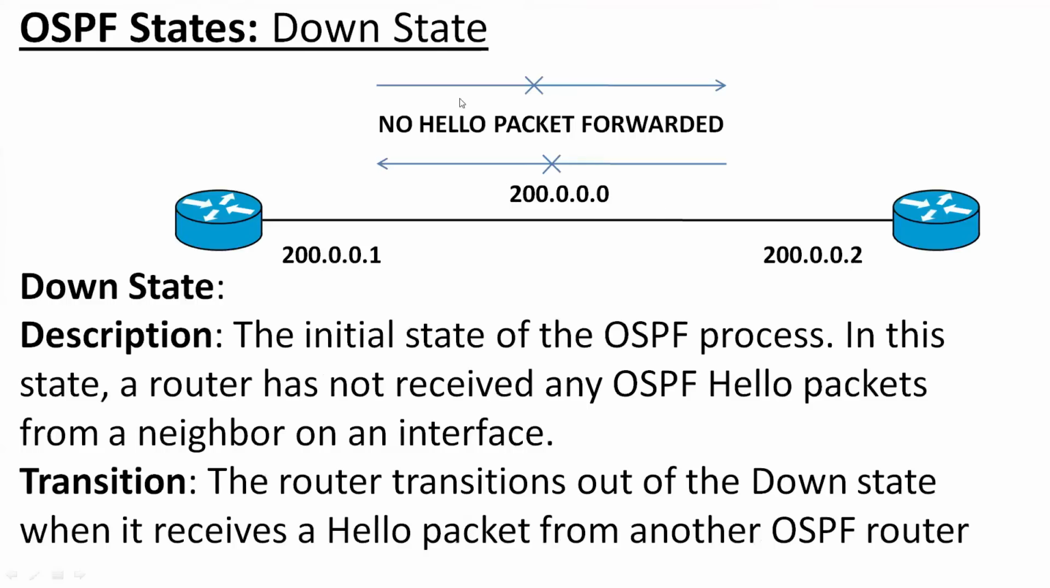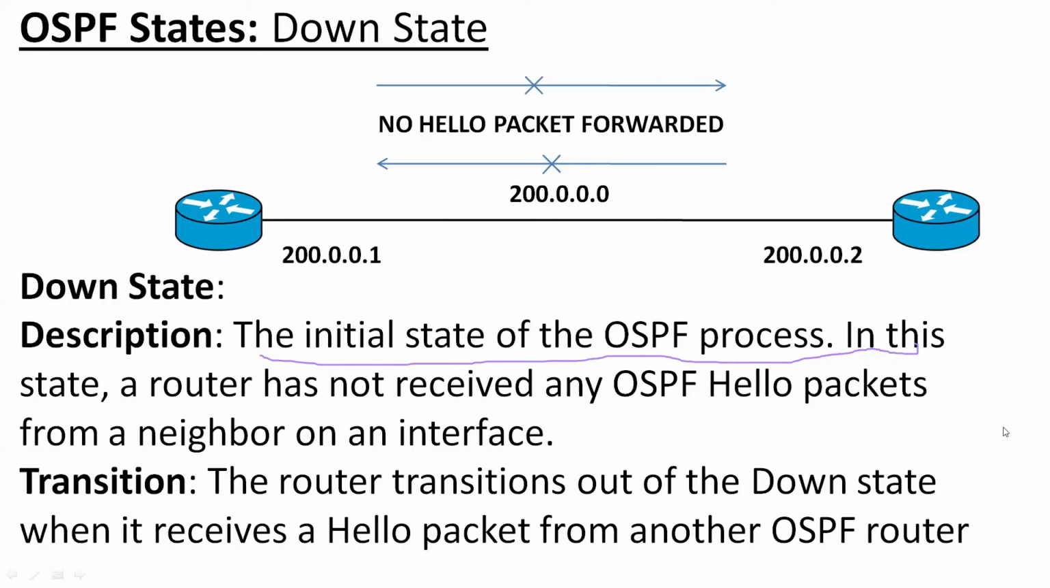Okay, let's start with the down state. In down state, there is no data flow. That means no hello packet will be forwarded from any router. Nothing will be forwarded, or you can say the routers are disconnected or not running the OSPF process. This is the initial state of OSPF in which no data will be received.